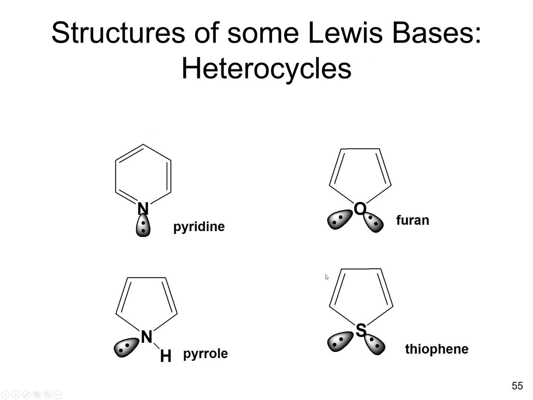Now we also have organic molecules that can act as Lewis bases. We have seen already an example involving pyridine. We have furans, we have thiophenes, and we have nitrogen heterocycles with a 5-member ring, and this example is a pyrrole. And you can see here all of them contain lone pairs, and obviously since they have lone pairs, they can potentially act as Lewis bases.